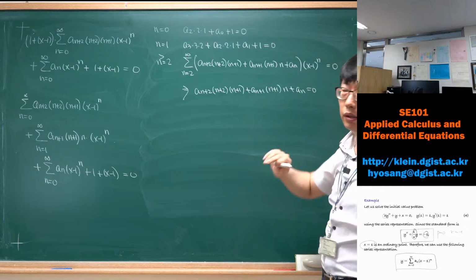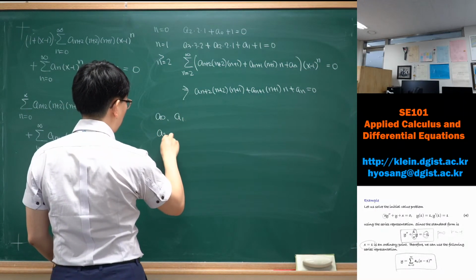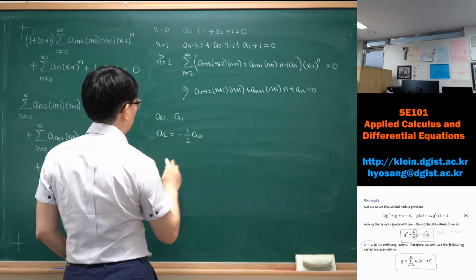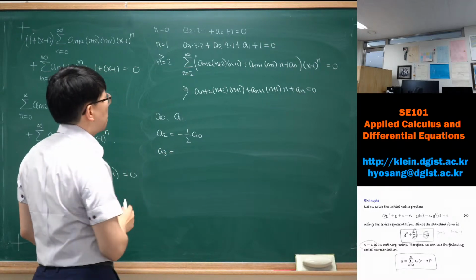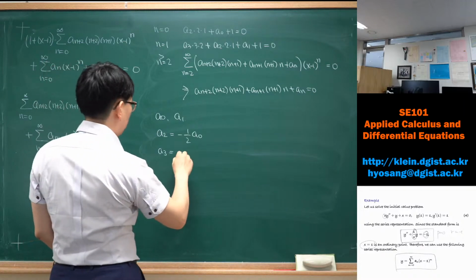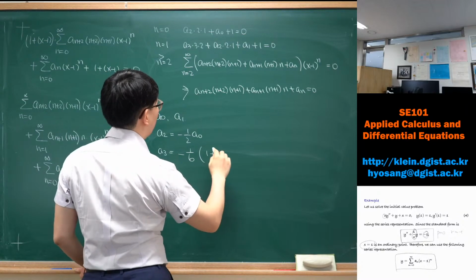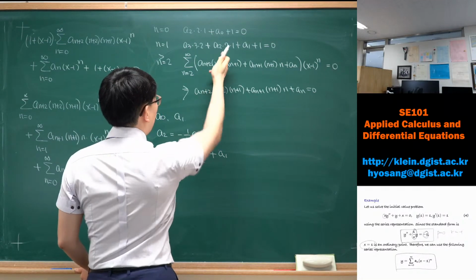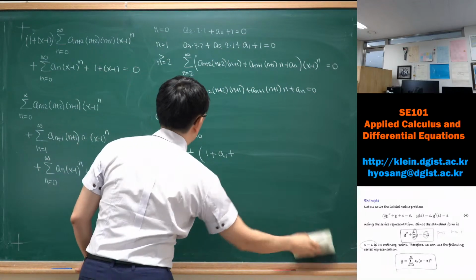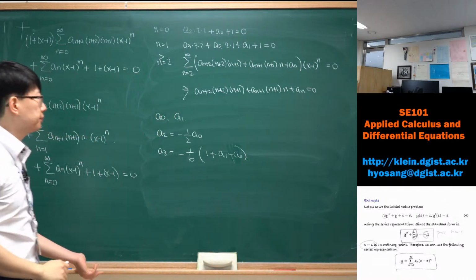Okay? So let's look at the first terms. We don't know what a_0 and a_1 are, but we know what a_2 is because of the first equation, which is minus 1 over 2 a_0. And how about a_3? Now I know what a_3 is because of this formula. This is minus 1 over 6 times (1 plus a_1, we don't know what a_1 is, and plus 2a_2), and I know what 2a_2 is. This is minus a_0.